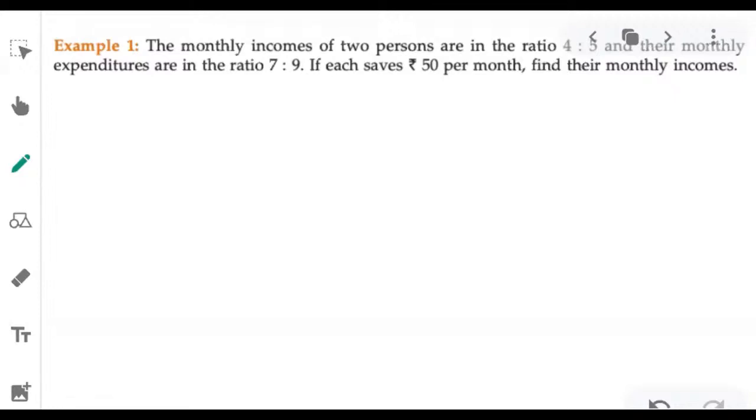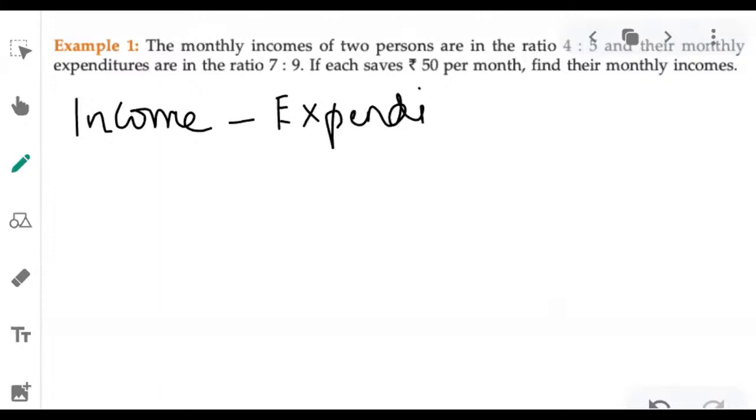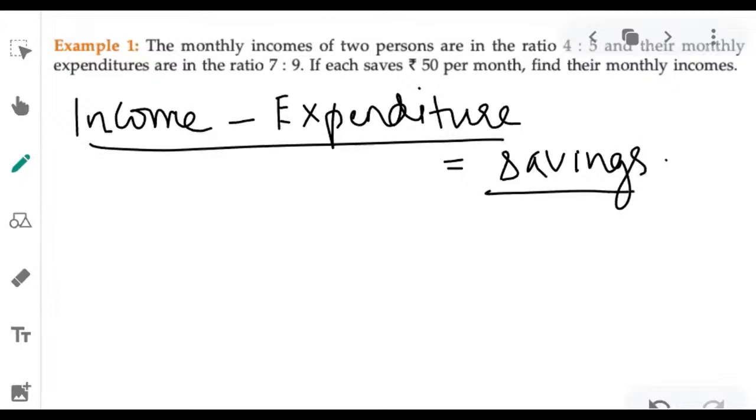All right. So both are saving rupees 50 per month. You are all commerce students. So you know that income minus expenditure is equal to savings. So can you tell me the equation for this condition?